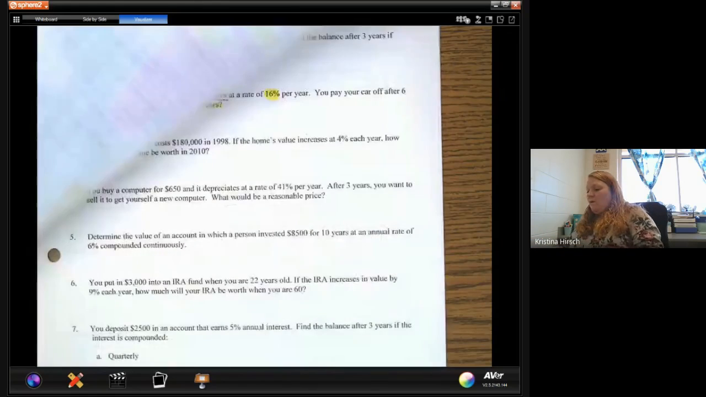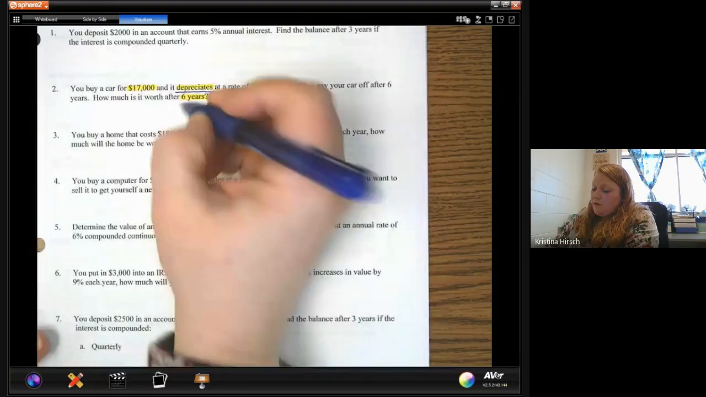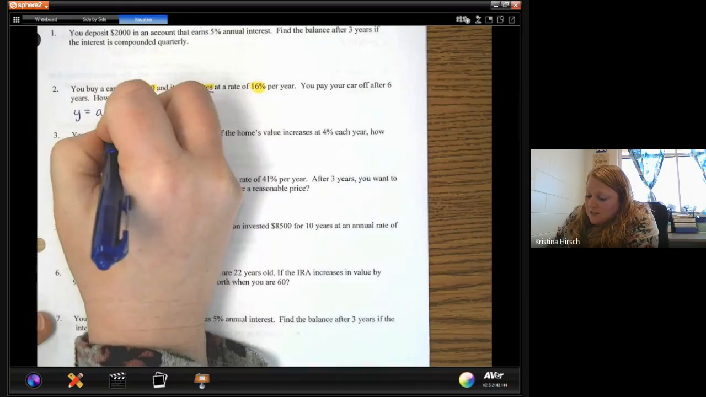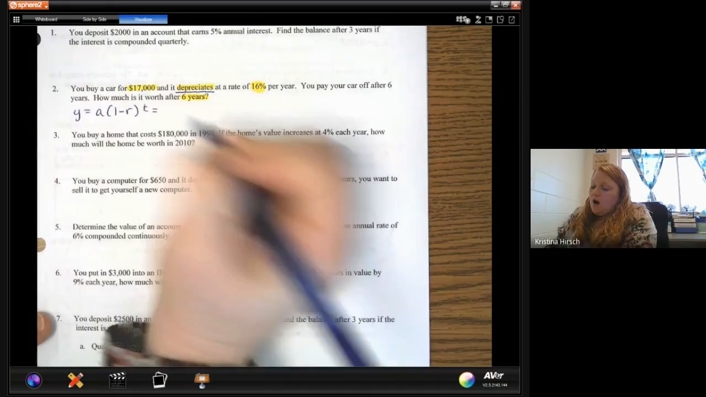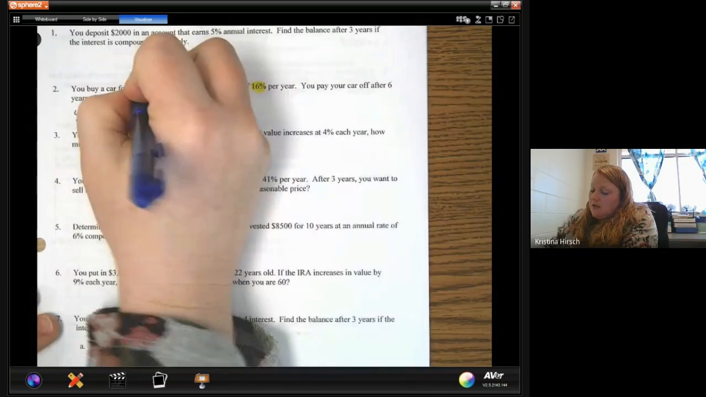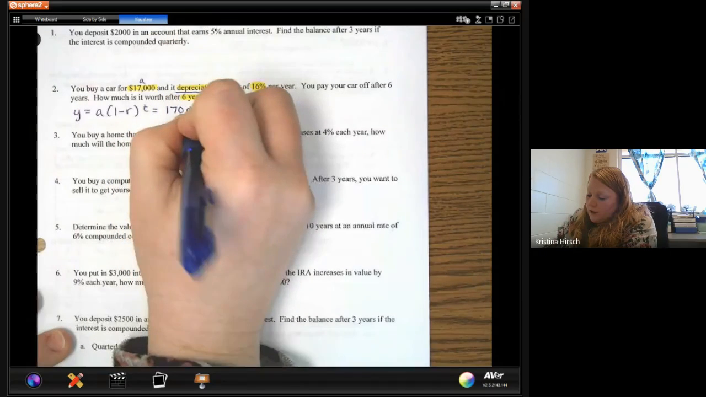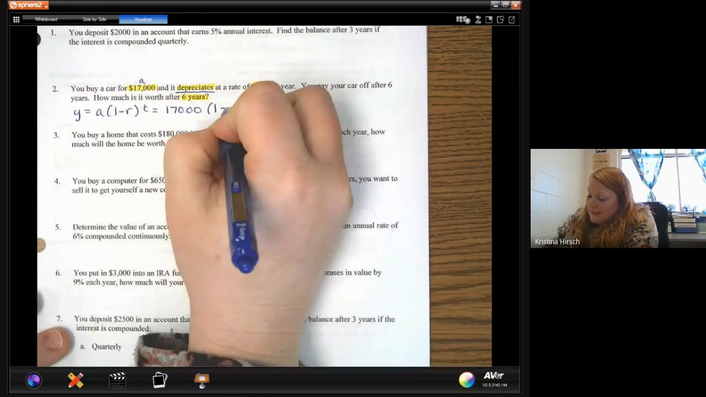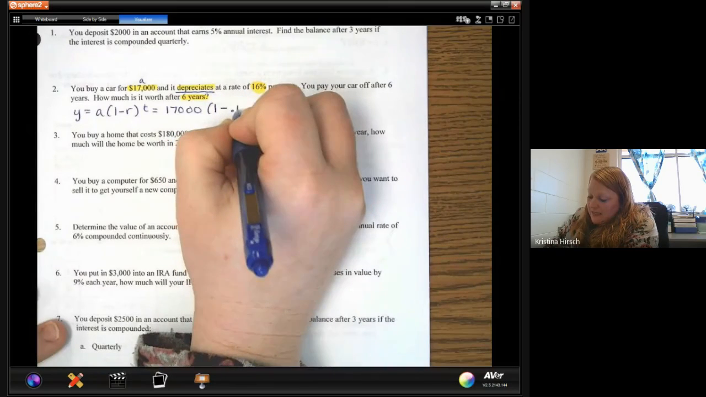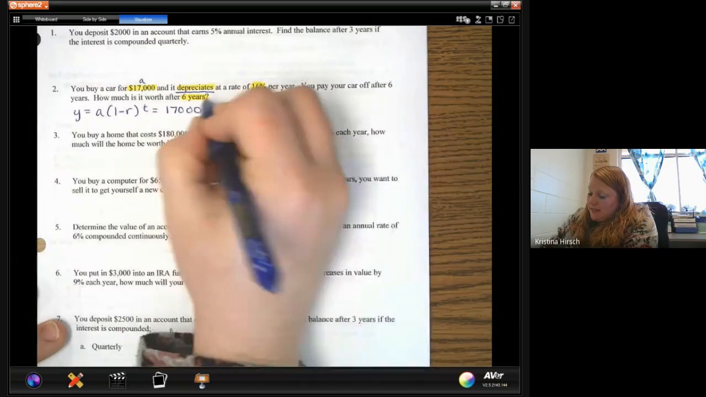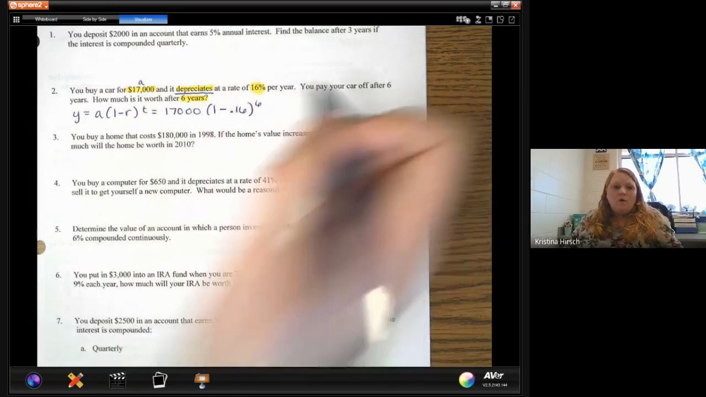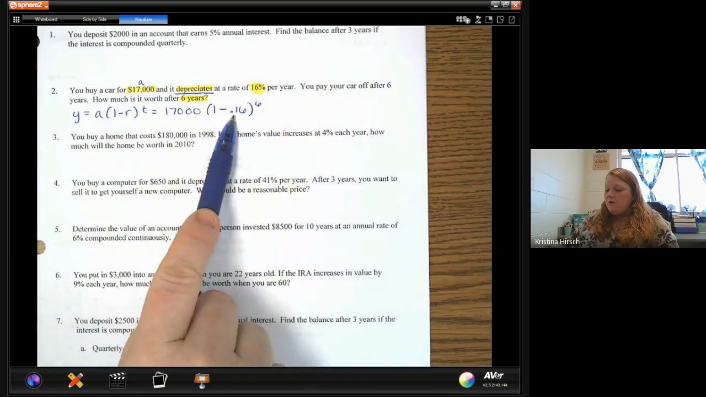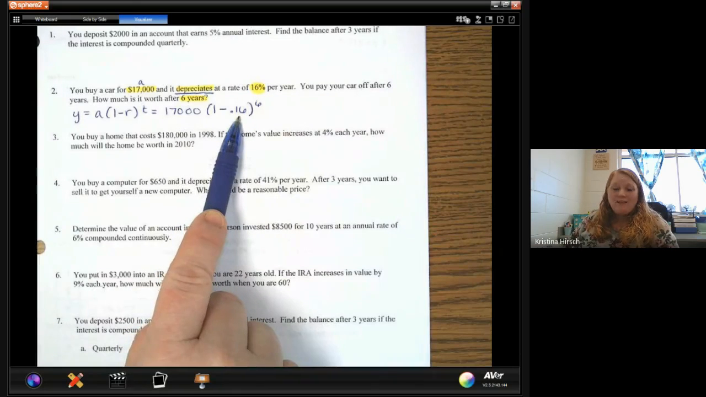So when we flip and look at this example again, depreciate tells me to use the decay model. So A times 1 minus r to the t power. A is my starting amount, $17,000. 1 represents 100% of your initial value minus 16%, 0.16. t is 6. So that's how we're setting up our formula. Be careful. A common mistake is somebody's going to put 1 minus 16 instead of 0.16.